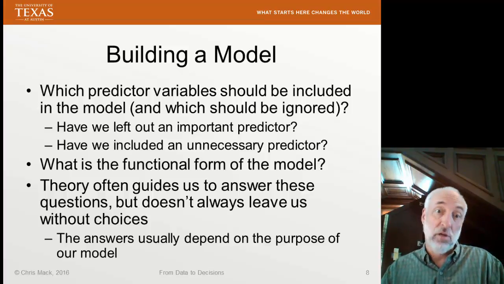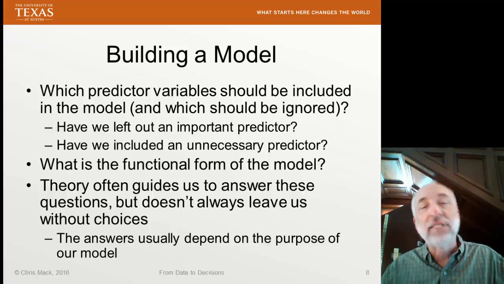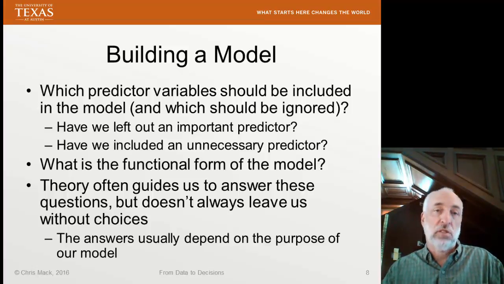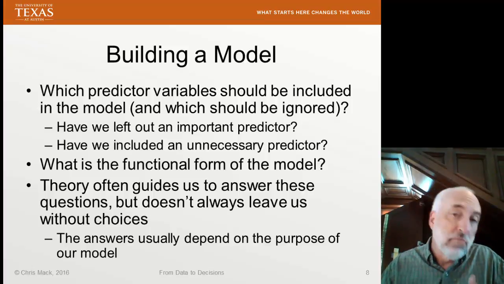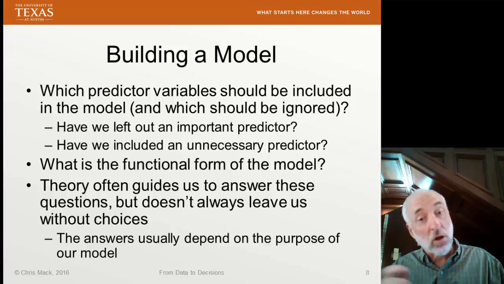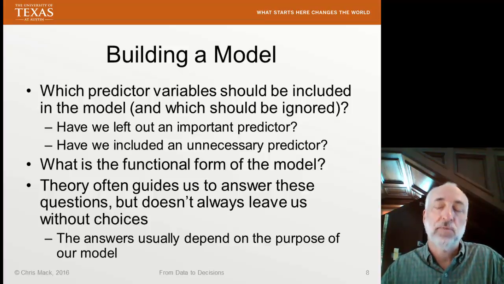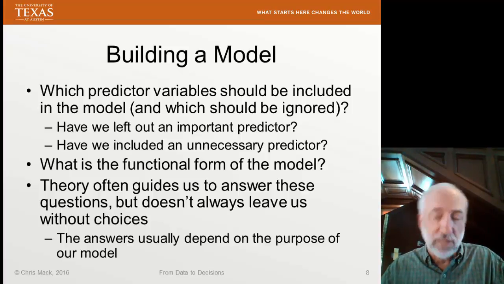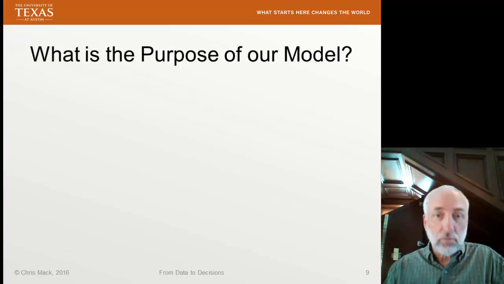Often that is not the case, though. Even if we have some theory that's guiding us along, there's often several choices still available to us. And we still can choose between including or not including a specific predictor variable and making the functional form one equation form versus another. Often the answers to these two questions depend on the purpose of our model. So let's review again. I think we've talked about this in the past. Let's review again the purposes of building a model.